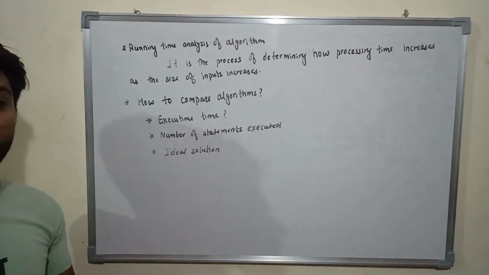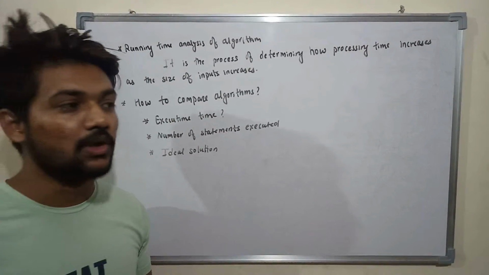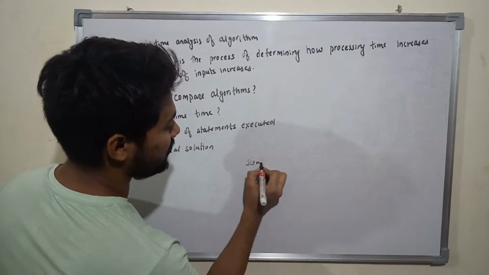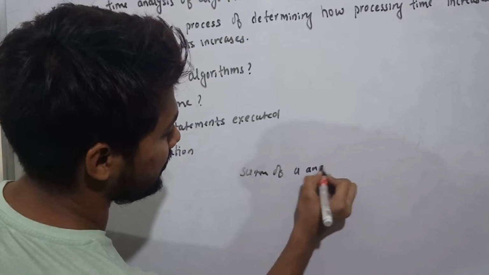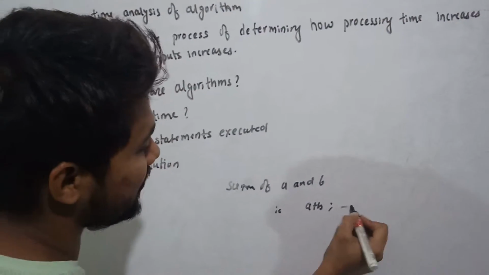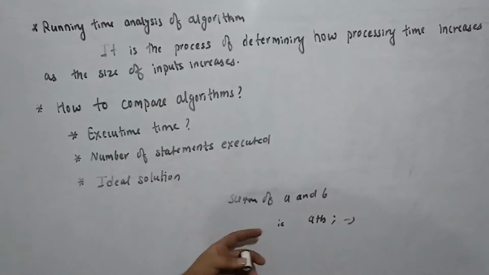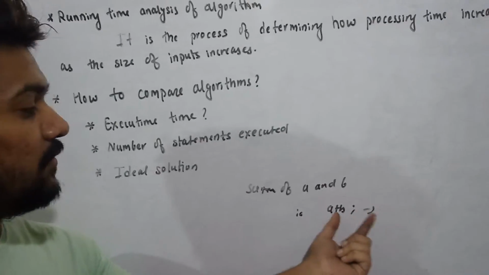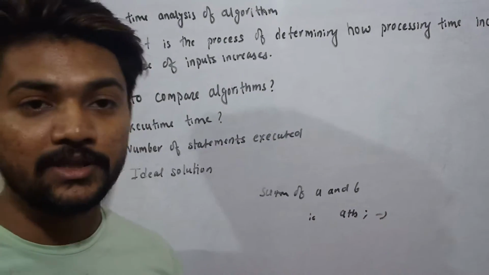For example, there may be many algorithms which act the same for any number of inputs. For example, if there is one statement of sum of a and b, that is a plus b, this is a single statement and it does not depend on how many inputs you will give. It just calculates the sum of a and b and gives you the solution in just one unit of time, a single unit of time.